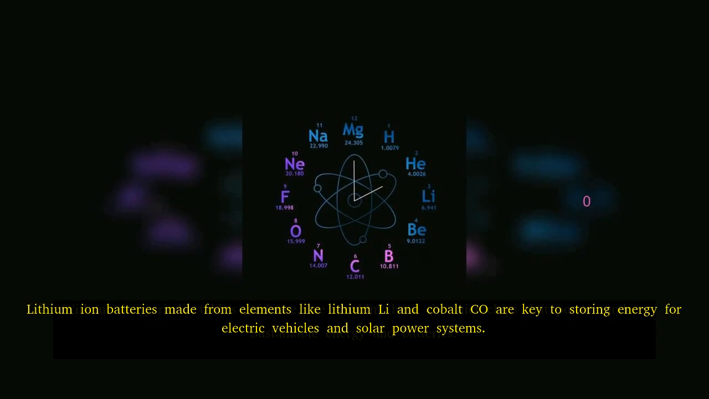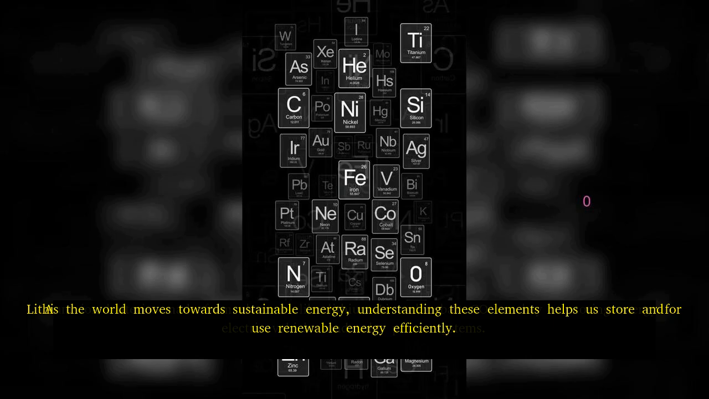Sustainable energy and batteries: lithium-ion batteries made from elements like lithium (Li) and cobalt (Co) are key to storing energy for electric vehicles and solar power systems. As the world moves towards sustainable energy, understanding these elements helps us store and use renewable energy efficiently.